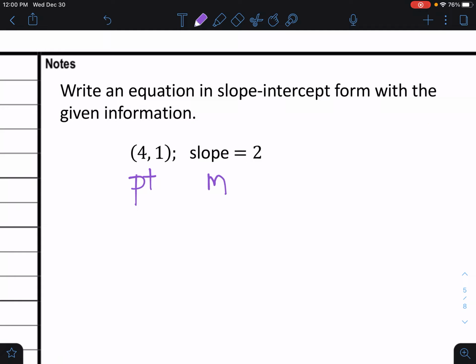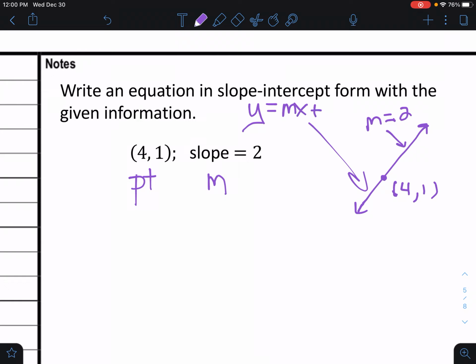Now if we think about this visually, what's really happening? I've got a line with a slope of 2, which might look kind of like something like this. There's a point that's on the line, maybe like that's 4, 1, and this has a slope of 2 is what it says. So what we really need to find is, what is the equation for this line right here? What is that equation?